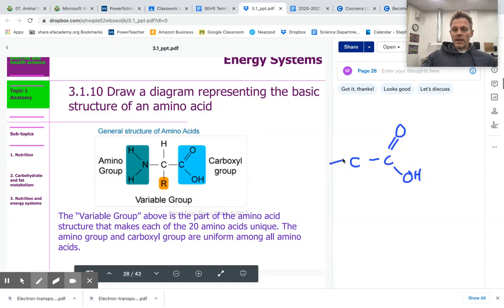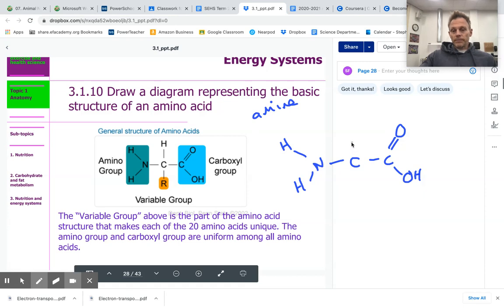So we have that carboxyl group, just like we did in the fatty acid. If we go to the left, we introduce ourselves to nitrogen. Nitrogen here is bound to a hydrogen and also a hydrogen over here. And this over here is our amino group. Sometimes I've heard it called the amine group. Both of those are fine.